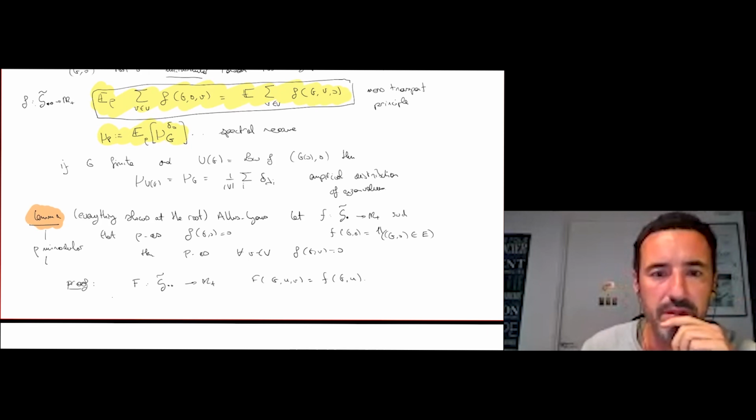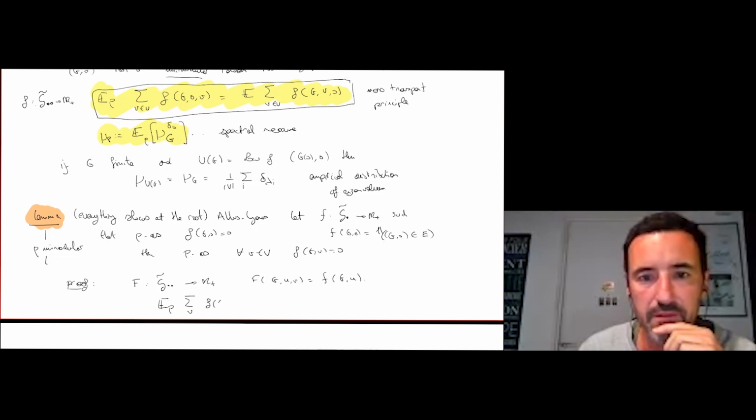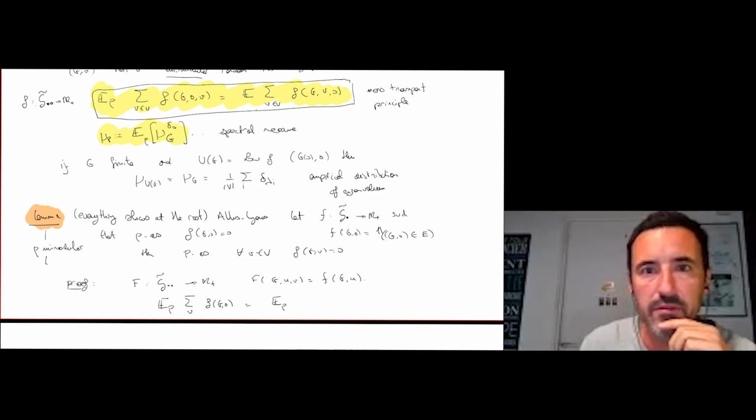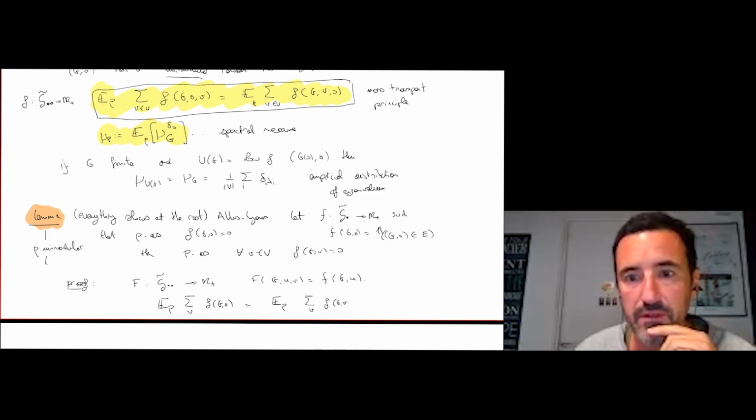What do you have on the left-hand side? You have the expectation under rho of the sum over all vertices of f of (G, o), which should be equal to the expectation under rho, so here I forgot a rho, of the sum over all vertices of f of (G, v). Okay?